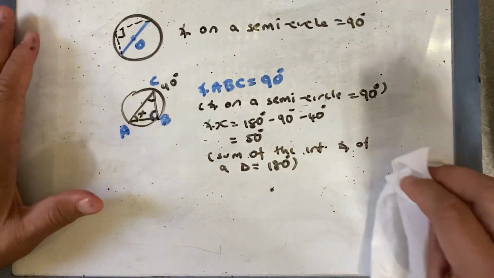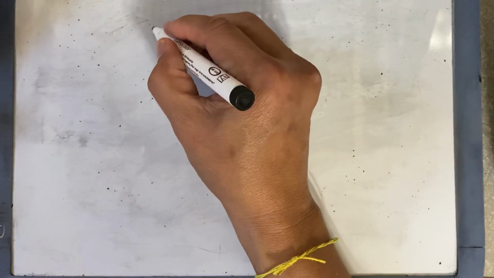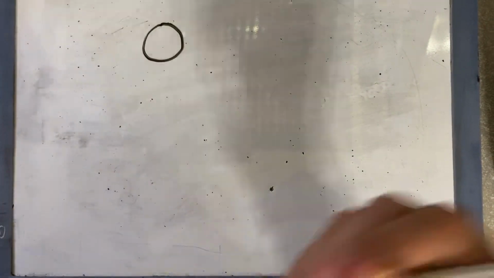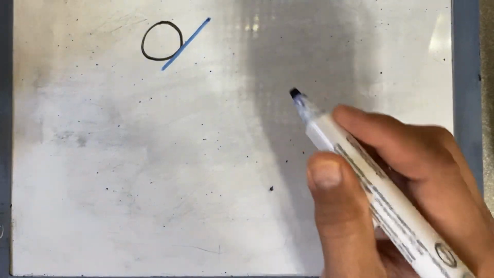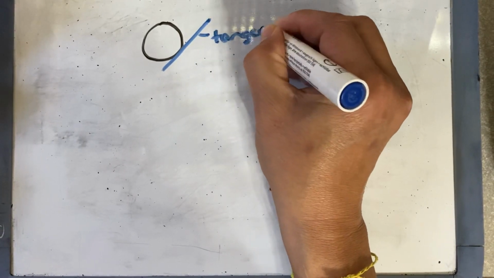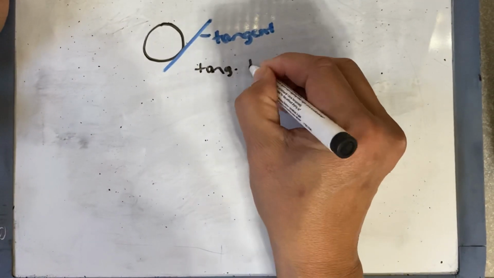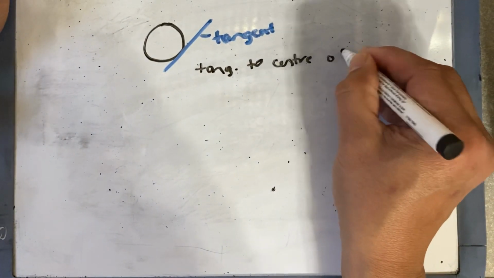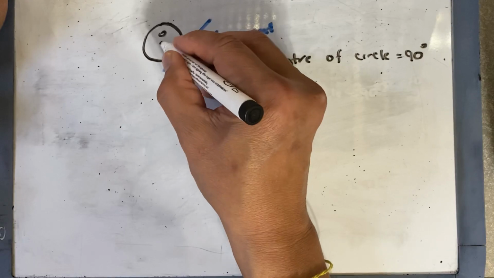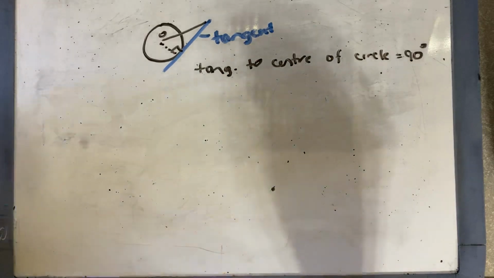Now we look at the second theorem. The second theorem is about a tangent. What is a tangent? A tangent is a line that cuts through the circle at only one point. So that is called a tangent. So the next theorem is that the tangent to the center of the circle must add up to 90 degrees. So the center is O, so you need to know that that is 90 degrees to the center of the circle. So we look at an example now.